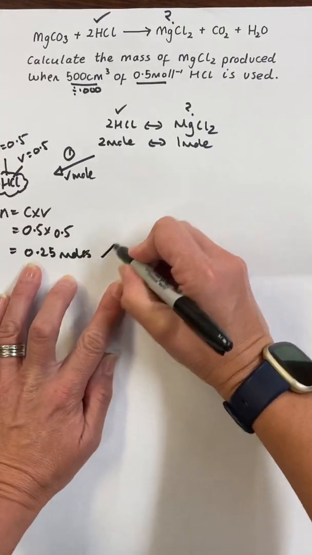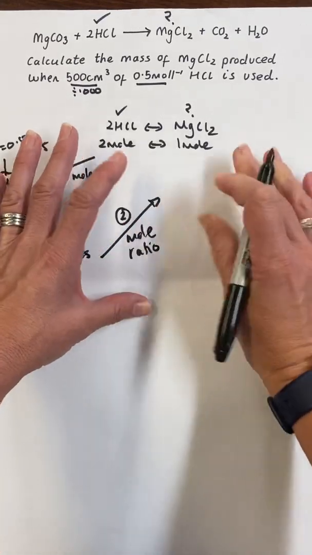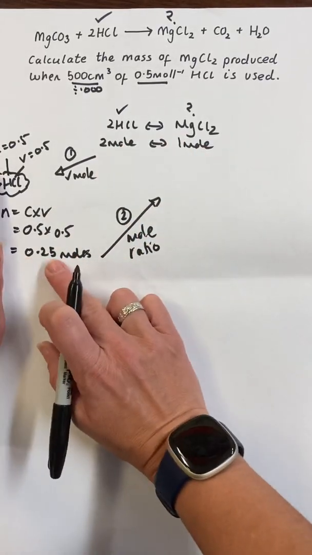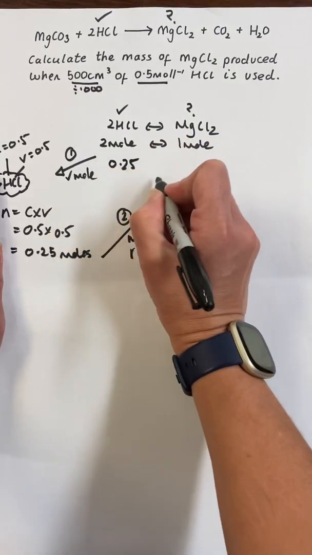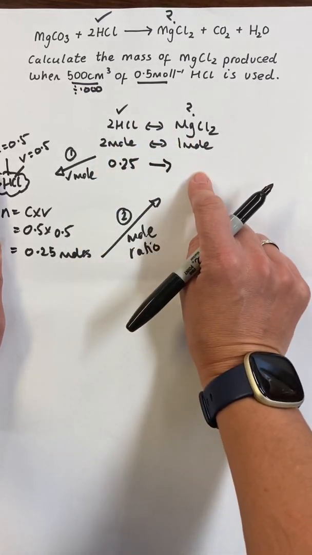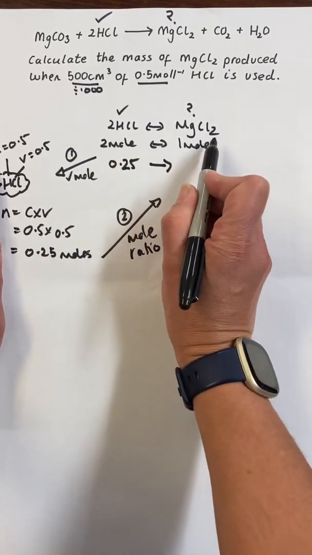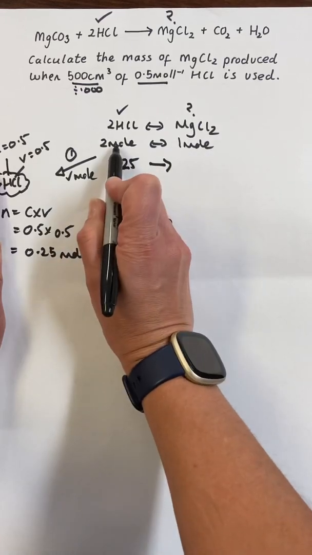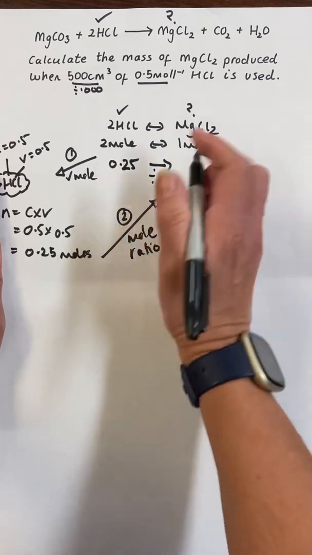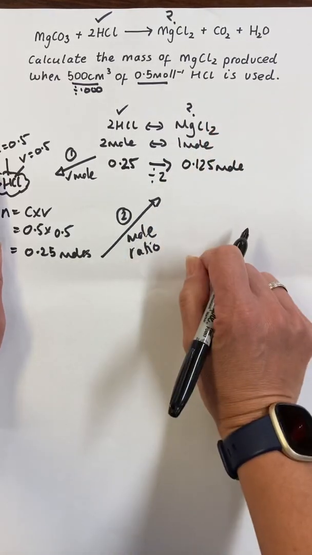Step number 2 is to do my mole ratio. So step number 2, mole ratio. So based on the fact that in my balanced equation I've got a 2:1, I take my 0.25 moles up here and write it in there. Therefore, I'm working out from this relationship how many moles of magnesium chloride I've made. So I've got 0.25, I've got a 2:1, so I only produce half of the MgCl2 compared to what I use of HCl. So for this one here, I'm dividing my number by 2. So I end up with 0.125 moles of MgCl2.